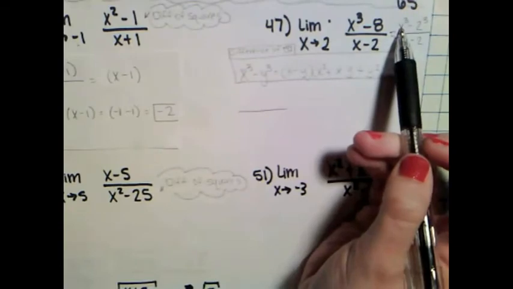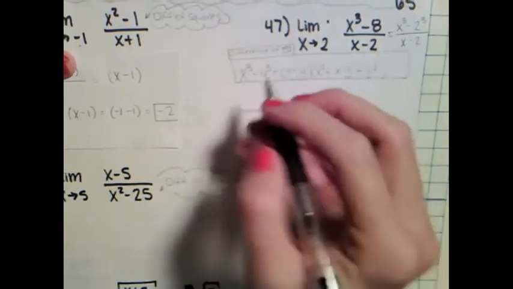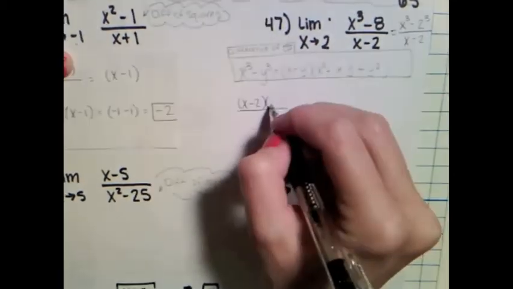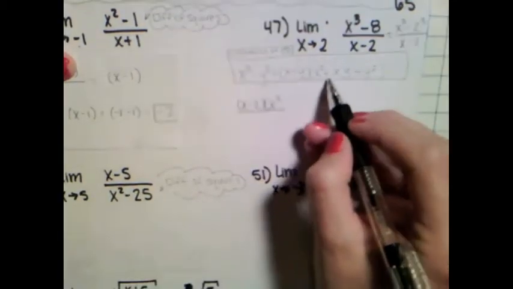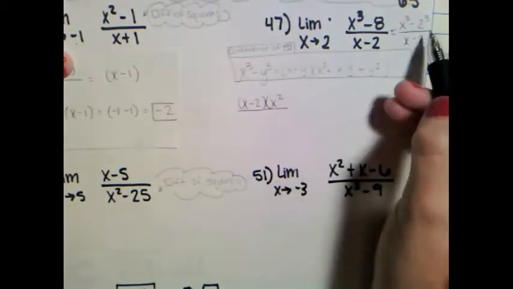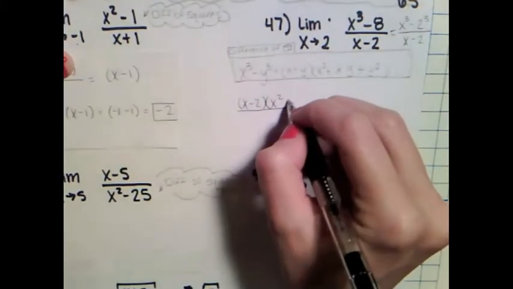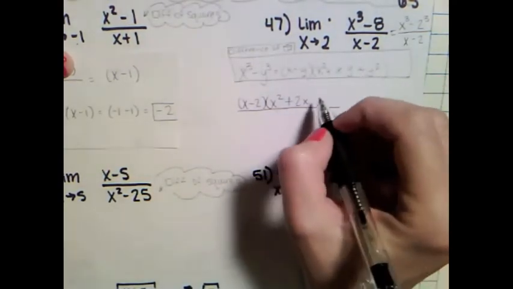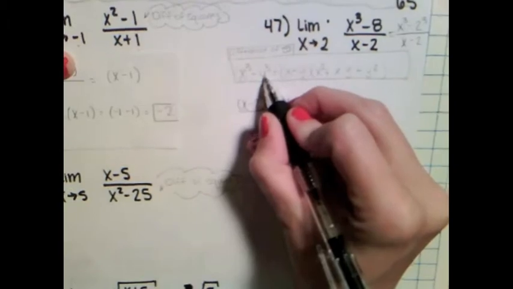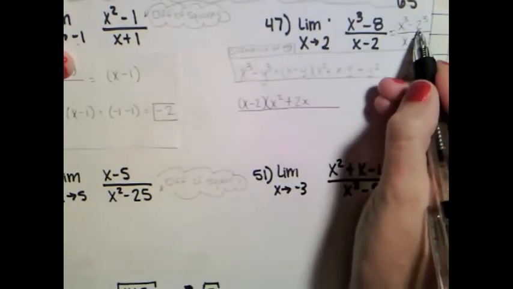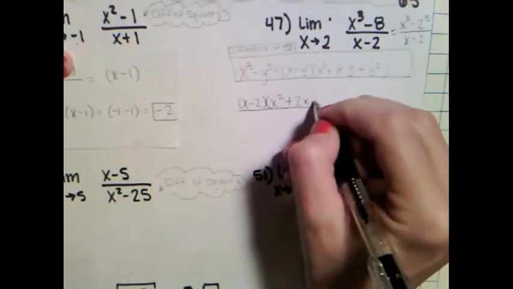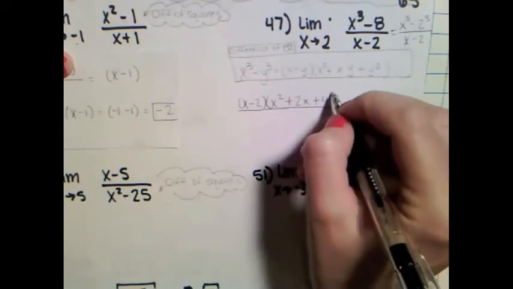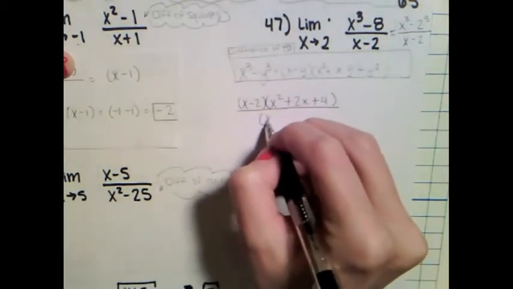So we cubed an x and we cubed a 2. So this is going to be x minus 2, and then we've got x squared plus x times y. So we're going to do a 2 times an x, 2x, plus y squared, which is going to be 2 squared, which is 4, all over x minus 2.